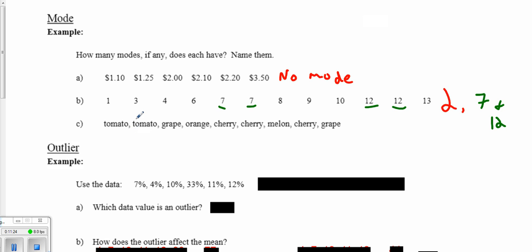This one, our data is not even numbers. It's just names or labels. We have tomato, tomato, grape, orange, cherry, cherry, melon, cherry, and grape. Now this one might be a little bit difficult because they're not necessarily arranged all together. If we counted up each thing though, tomato happens twice. There's 2 of them right here. Grape happens twice, once here and once here. So grape has 2. Orange only happens once. Cherry happens 3 times, 1, 2, and 3. And melon only happens once. So in this case, which one of these would be our mode? It would be cherry, because it happens 3 times, more than any other thing. How many modes does this have? We would say that there's only one mode, and it is cherry, which occurs 3 times.